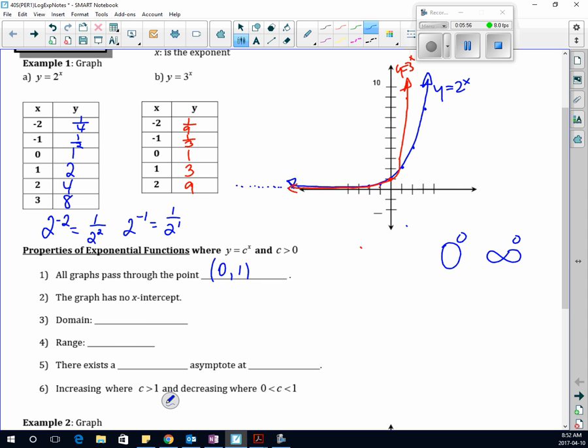Okay, does everybody see in both graphs that the graph has no x-intercept? Yeah? What's the domain? All reals, yep. So negative infinity to positive infinity. What's the range? Does it include 0? No, so it's a round bracket on 0 and it's going to infinity.